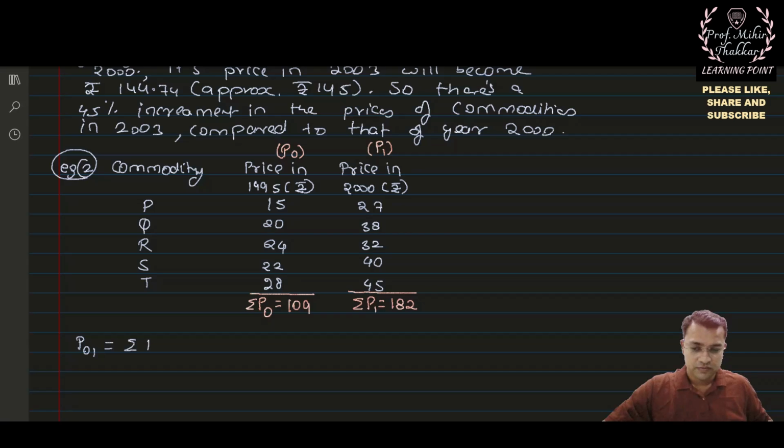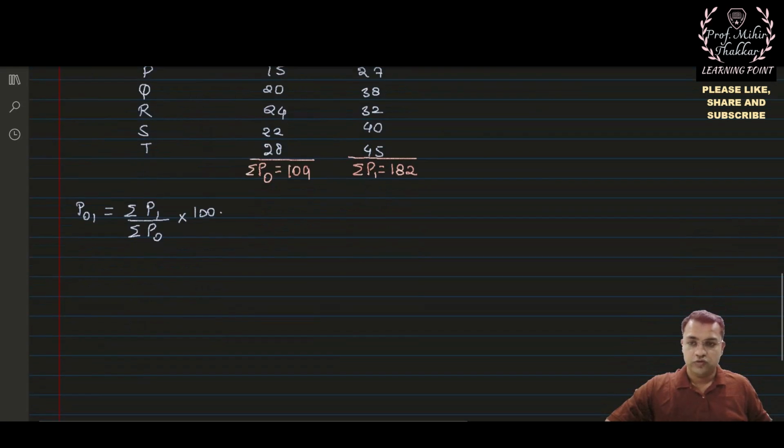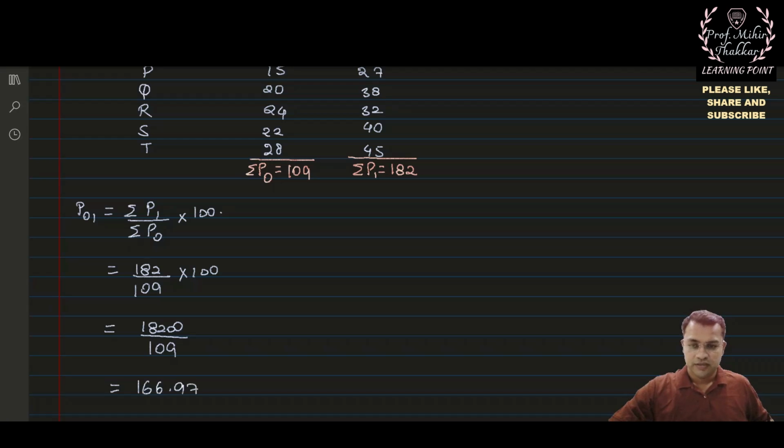Now let us go for the formula. P01 is equal to summation P1 upon summation P0 multiplied by 100. So it gives us that, be careful, you have to take P1 value in the numerator, so 182 divided by 109 multiplied by 100. So on solving this, 182 into 100 will give you 18200 divided by 109, and this will come out to be 166.97 as your required P01.